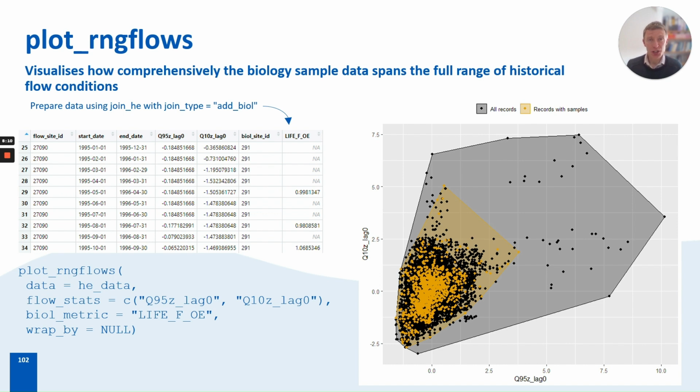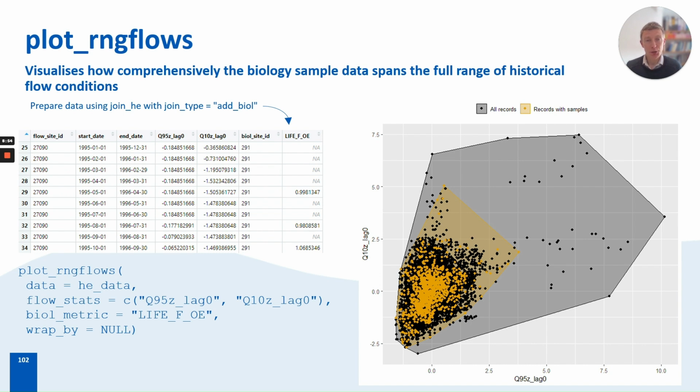The output from the function is shown on the right-hand side. It's simply a scatter plot with our two chosen flow variables representing the horizontal and the vertical axes. Each of the points on that plot is a particular time period for which we've calculated flow statistics. You'll see that there's two coloured polygons. The outer grey polygon describes the full range of flow conditions across all sites and all time periods. The orange polygon within it describes the range of flow conditions which are associated with a biological sample record.